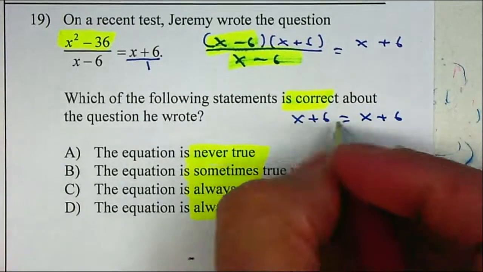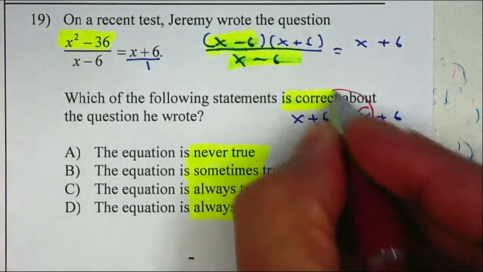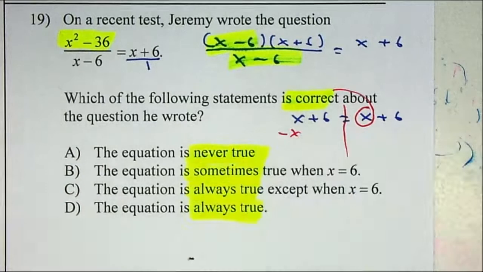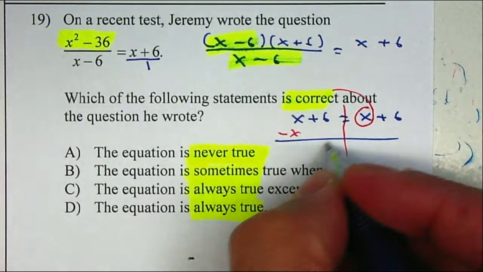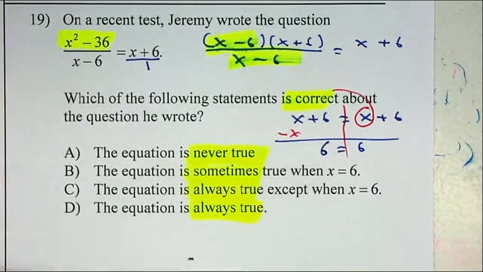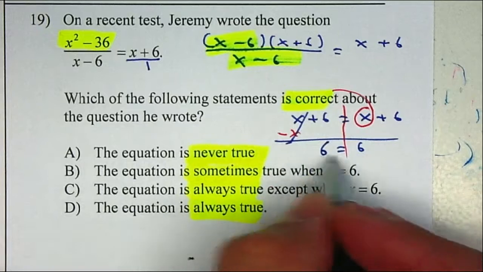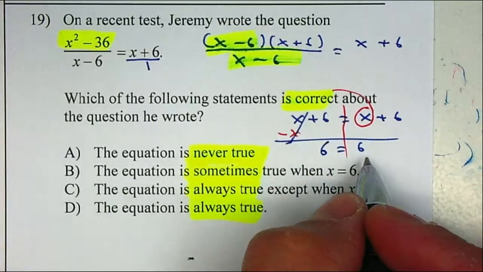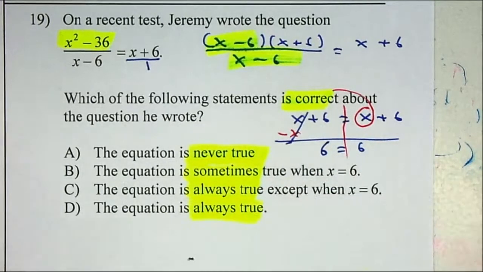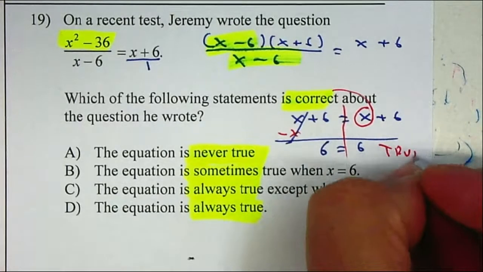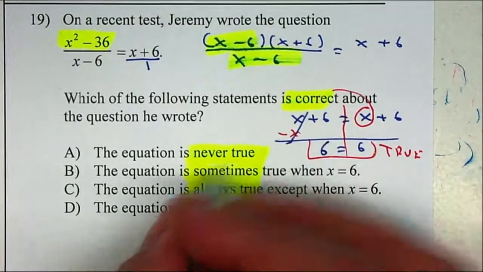And I'm going to solve it. So I'm going to move my x to the left, or minus x on both sides. That gives me 6 is equal to 6. Since the x is cancelled, and we just have a statement, 6 equal to 6, is that true or false? So that'll be true. So your answer is not A.